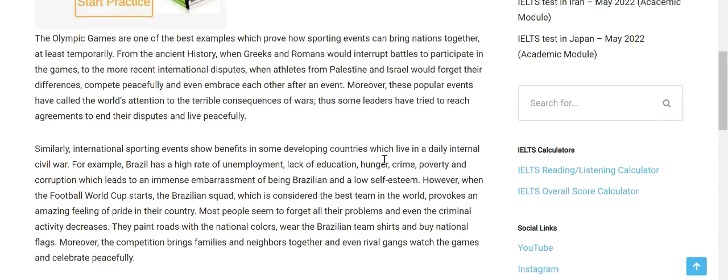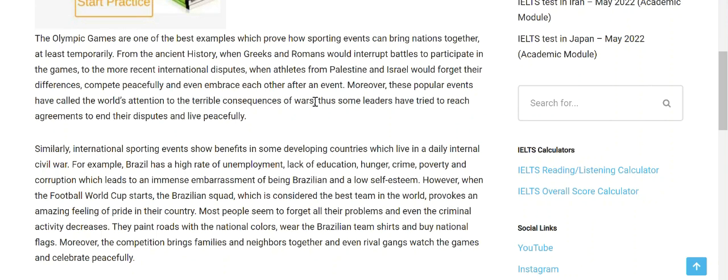بنابراین پاراگراف اول دو تا مثال زد. دیدین انگلیس رومان مثال زد، یه دونه اسرائیل فلسطین مثال زد. نکتهش چی بود؟ Moreover, these popular events have called the world's attention to terrible consequences of war.